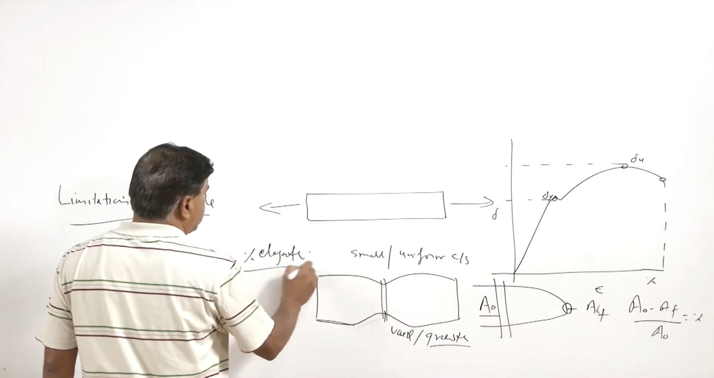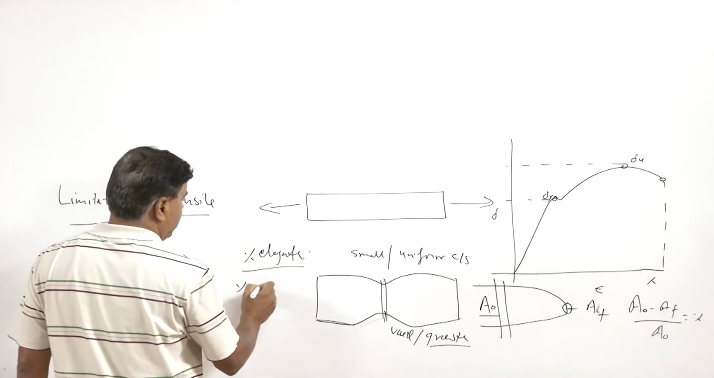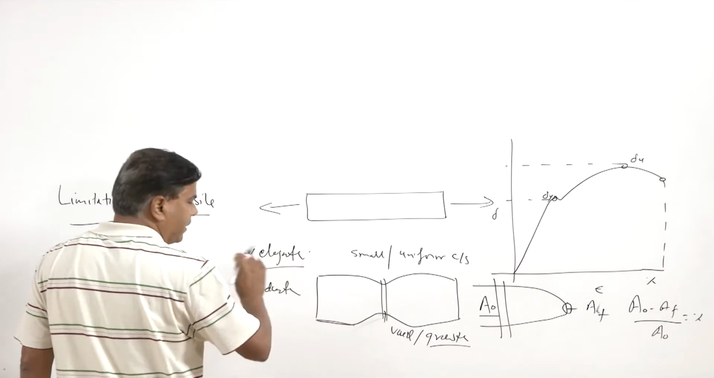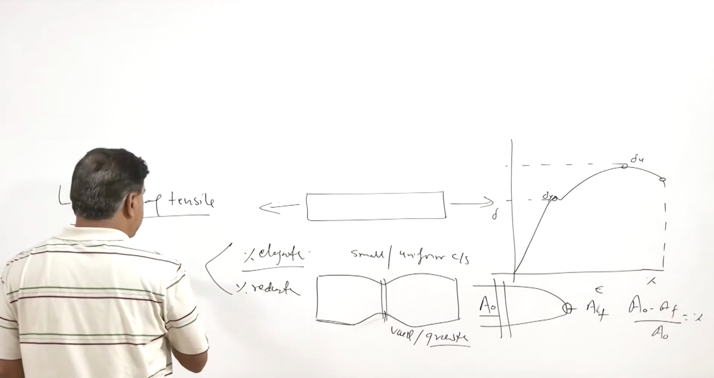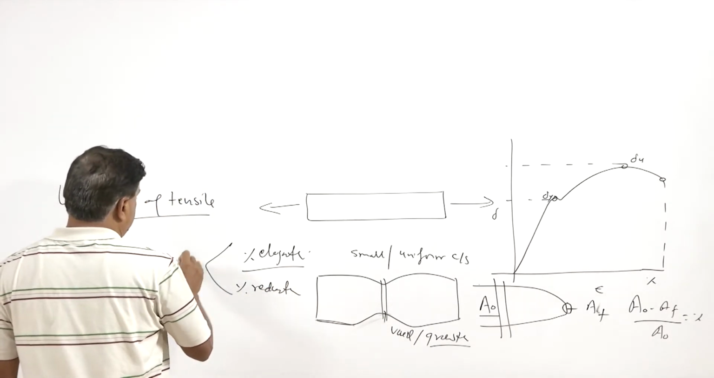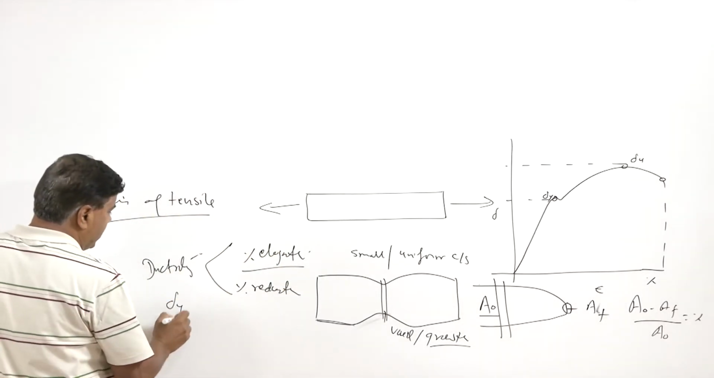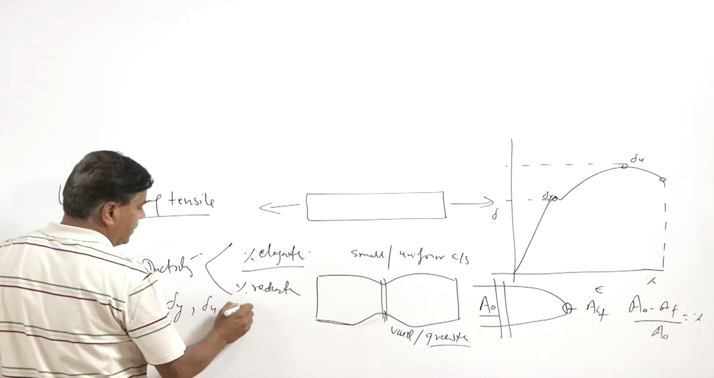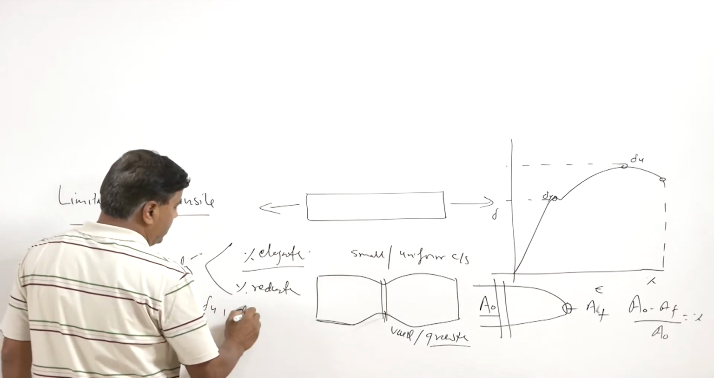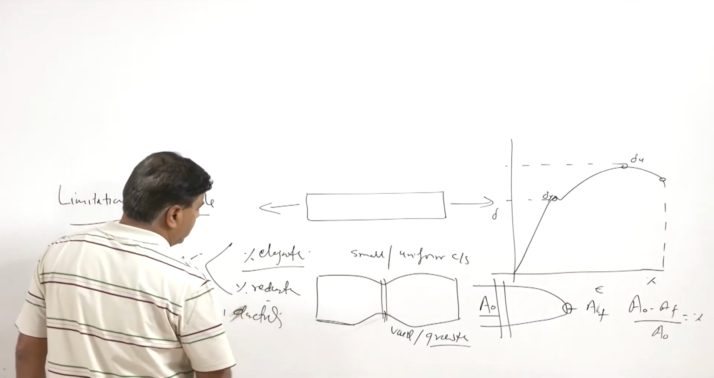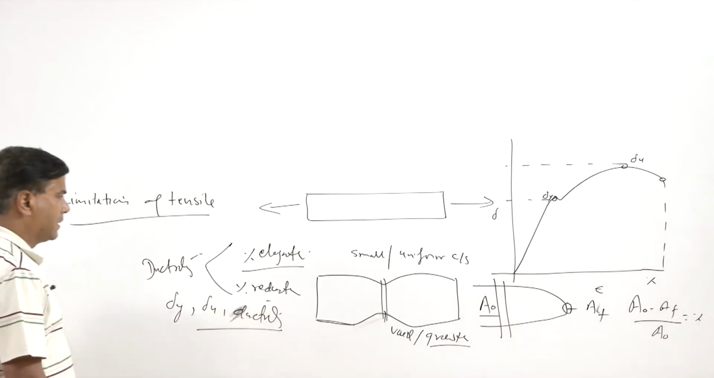So these are basically the two measures of the ductility of the material: the percentage reduction in cross sectional area, and the percentage elongation. From the tensile test, we get the yield strength, ultimate strength, and the ductility in these two terms. Mostly the ductility is reported in terms of the percentage reduction.